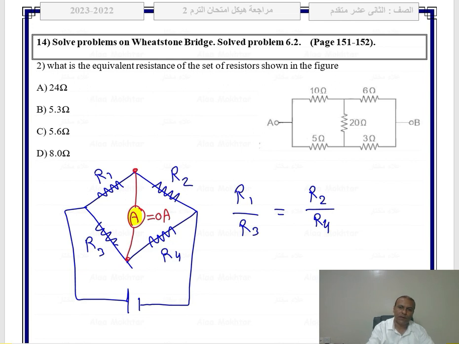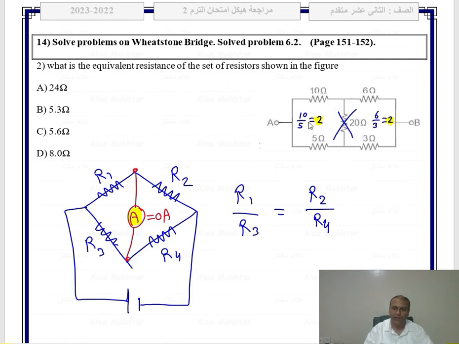Look at this example. As you see in this figure, what is the equivalent resistance of the set of resistors shown in the figure? 10 over 5 equals what? 10 over 5 equals 2, and 6 over 3 is also 2, the same on both sides, so there is equilibrium. In this case, we can cancel this resistance. There is no current flowing through this one.